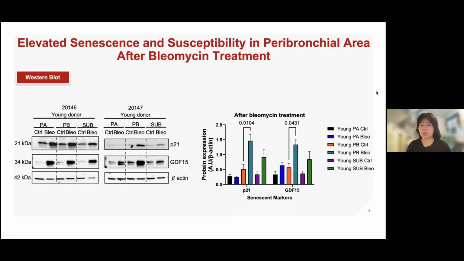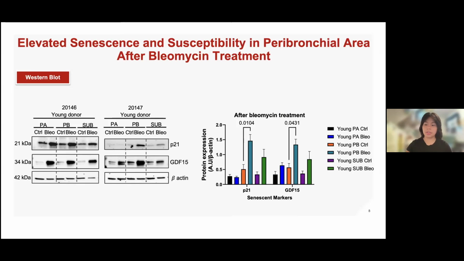So these are the results from the Western blot. We used beta-actin as a loading control to make sure that our data was consistent and we were getting equal amounts of protein in each of the wells. The Western blot data was really interesting to look at because in the peribronchial region, we saw a significant increase in the expression of both P21 and GDF15, only in the peribronchial region.